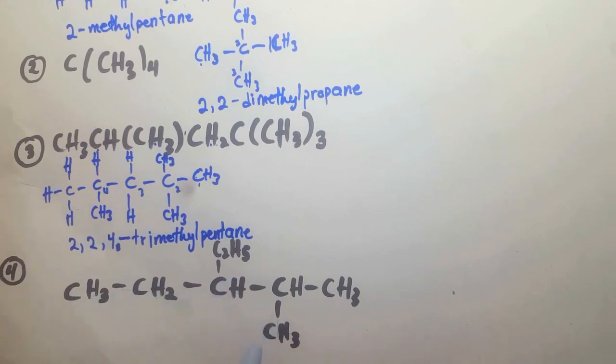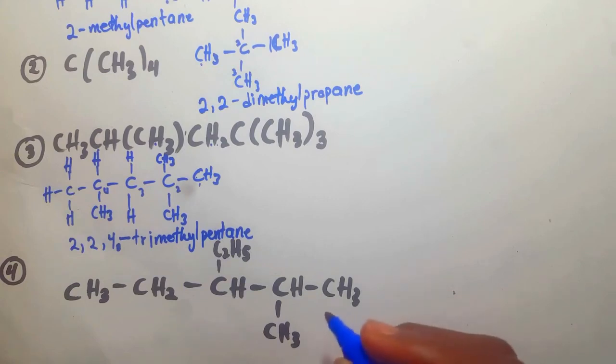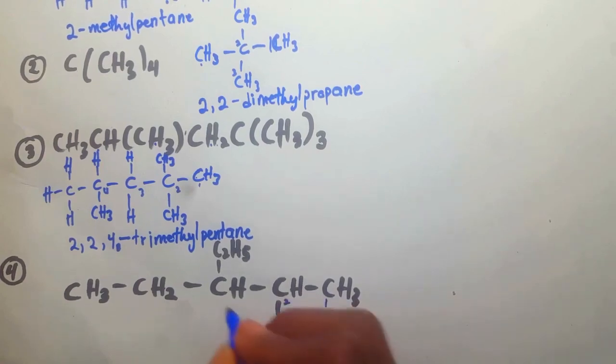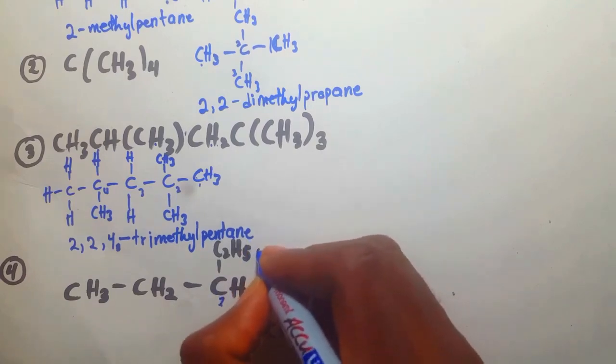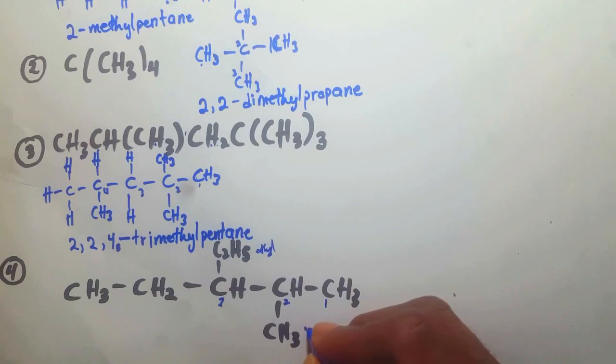So let's identify the alkyl groups. This is an alkyl group. This is another alkyl group. So this and that. Looking at it, counting from our right is the right way according to IUPAC nomenclature. So 1, 2, 3. So you have the alkyl groups. The first one is on the second carbon. Then the second one is on the third carbon. So this is called ethyl, E-T-H-Y-L, and this is called methyl, M-E-T-H-Y-L.